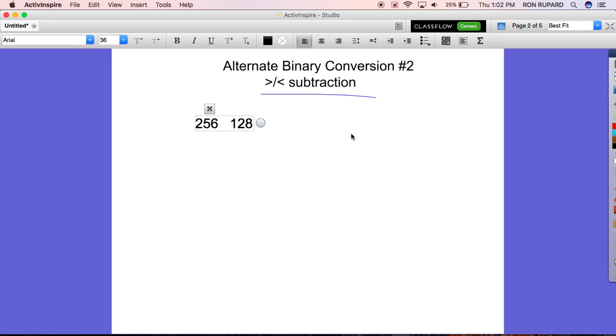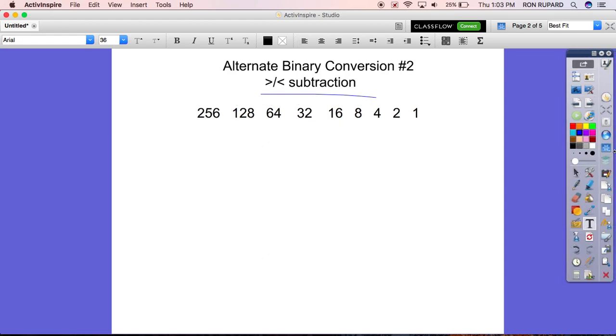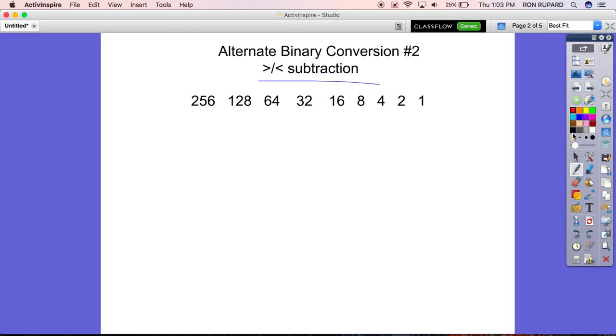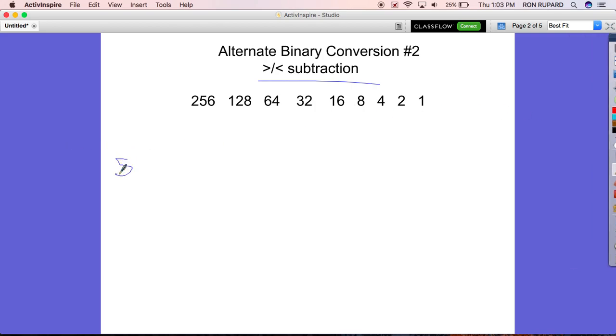256, 128, 64, 32, 16, 8, 4, 2, and 1. You need to get in the habit of just memorizing these numbers. It'll make it much, much easier for you. Let's do one that we already know the answer to, that 55. We know that needs to be 110111. So this will help make sure we're going in the right direction.